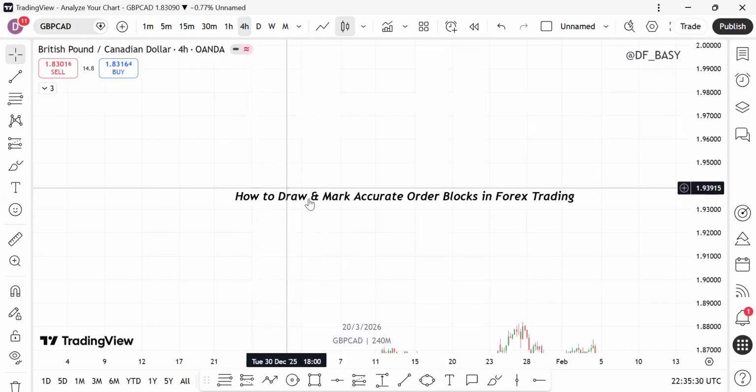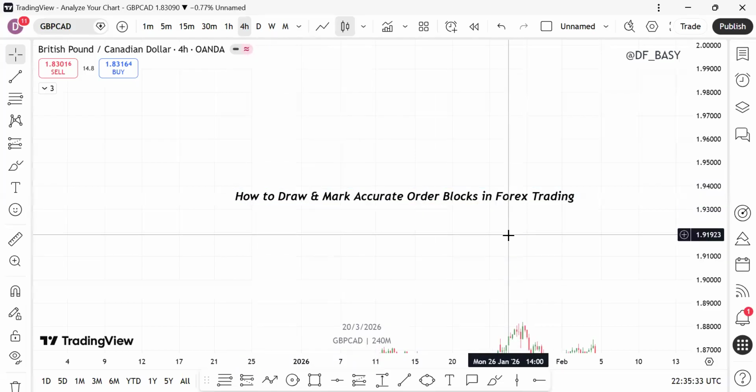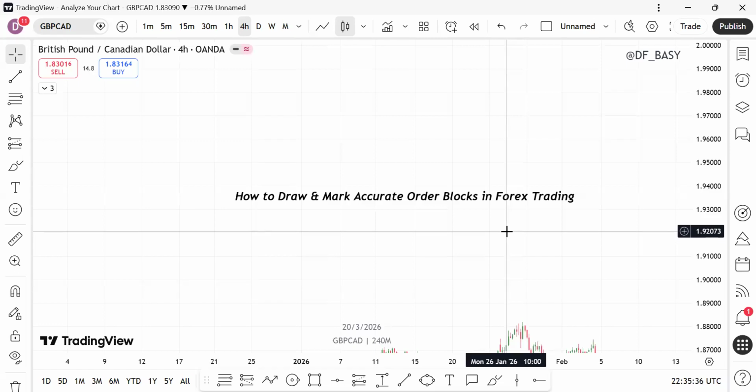I'll show you how to mark accurate order blocks in forex trading. In forex trading, for you to have a proper technical analysis, you need to understand what an order block is, how to mark an accurate order block, and what makes an order block valid and invalid. Most times you have invalid order blocks, and many beginner traders make the mistake of taking trades on invalid order blocks, which results in losses. So in this video, I'll show you how to avoid those losses, how to identify a valid and invalid order block, and how to leverage that.